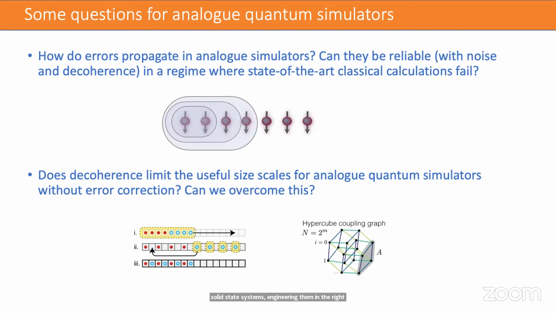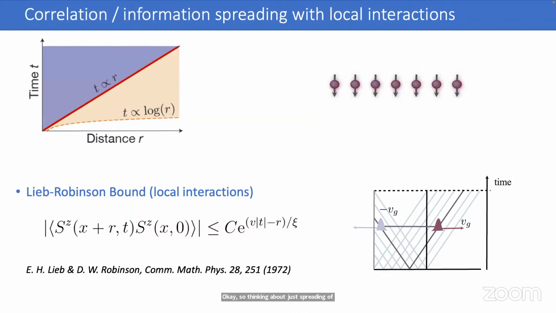Okay. So thinking about just spreading of information, let me go back and remind you, although this is something that there's been a lot of work on also by many people here at the JQI in the last years. If we think about systems with local interactions, information tends to spread by couplings between nearest neighbors. And so you end up with a light cone for propagation of information. And this was first described in this nice paper back in the 1970s by Lieb and Robinson.